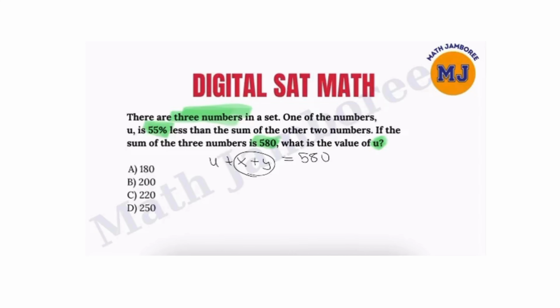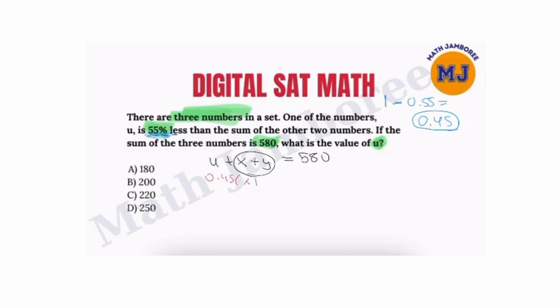Now for these types of questions, we always find x and y first. That's where the 55% comes into the game. And 100% is one whole, right? Minus 0.55, because 0.55 is 55%. You're allowed to use your calculator, by the way. This gives us 0.45. Now you can use that to find x and y.